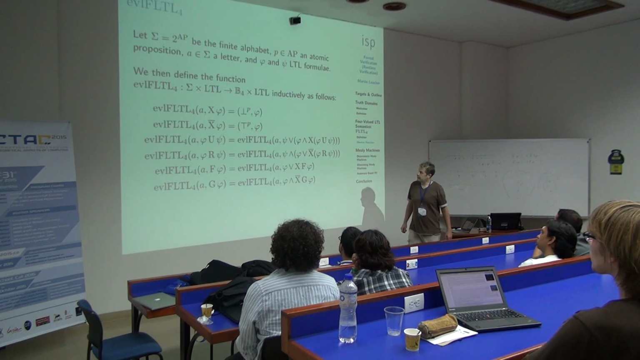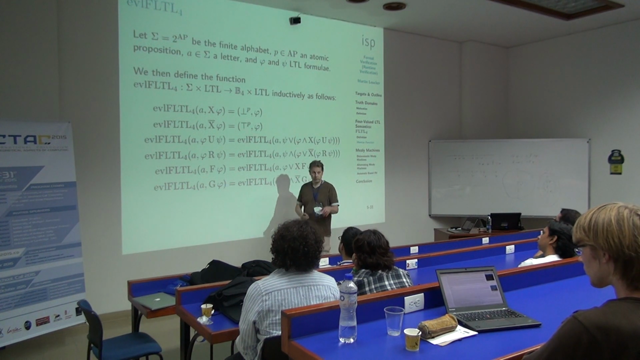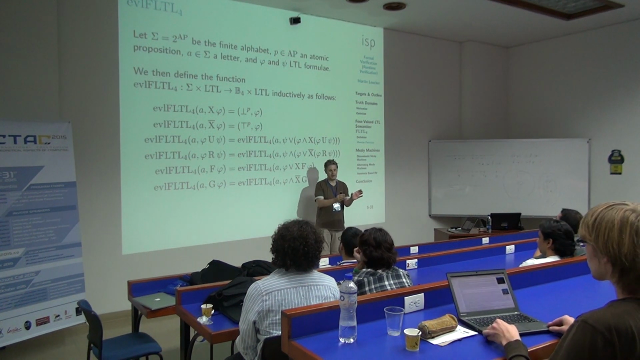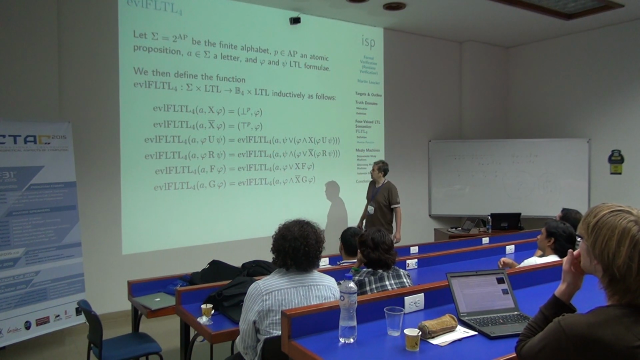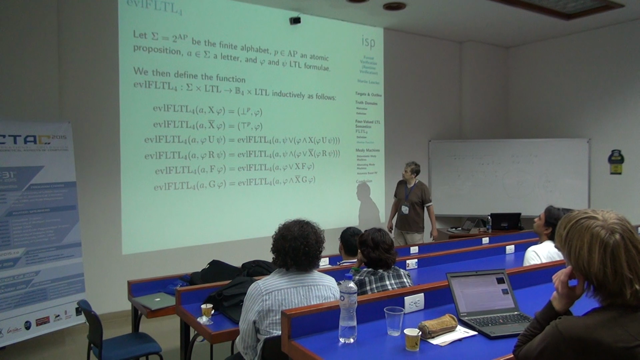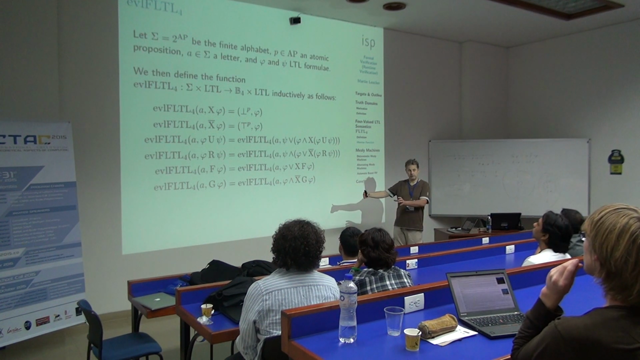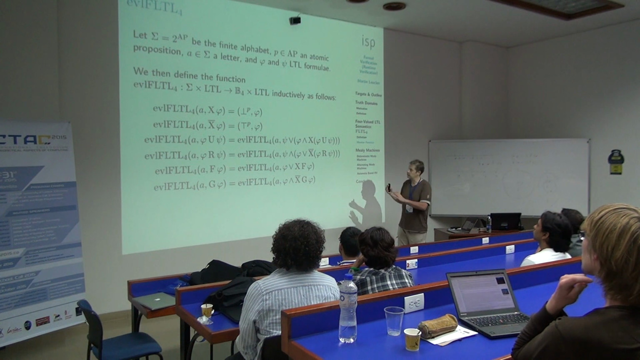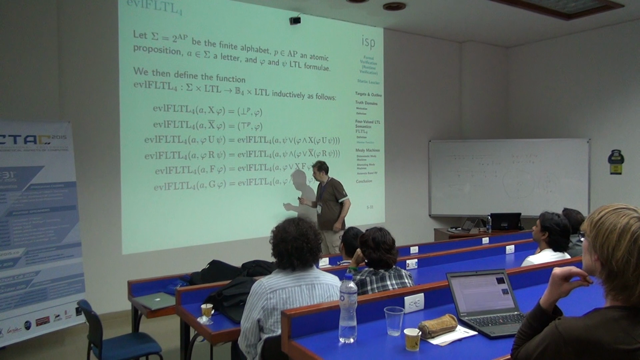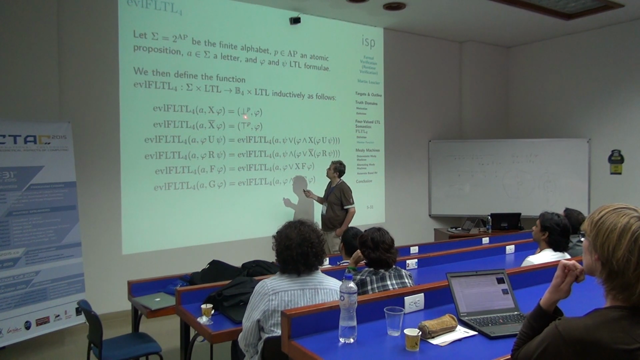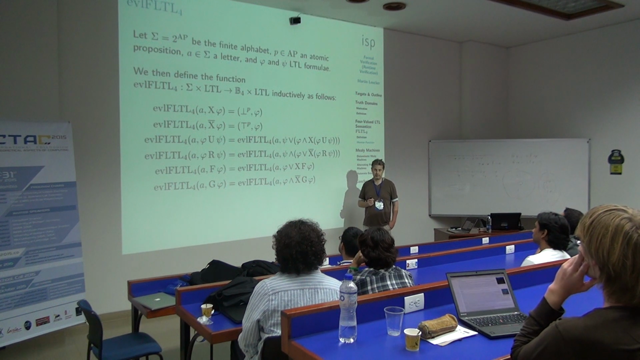So what do we do for next state? For next phi? So we have the current word, and we want to check next phi. Well, we don't know whether there is some future extension. If the whole system crashes, then there is no next letter. So for the strong next, the current truth value would be presumably false.